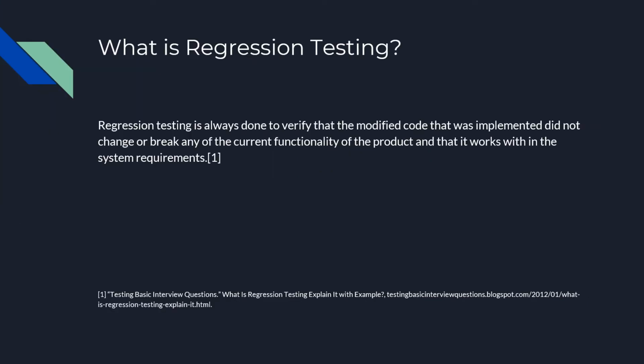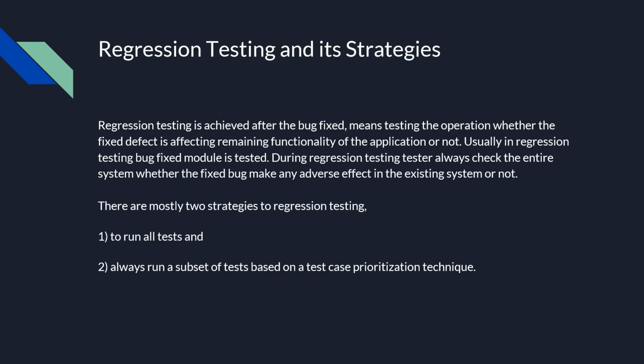Regression testing is always done to verify that any modified code does not change or break any of the current functionality of the product and that it complies with the system requirements. Regression testing is achieved after the bug is fixed and is used for determining whether a fixed defect is affecting the remaining functionality of the application.